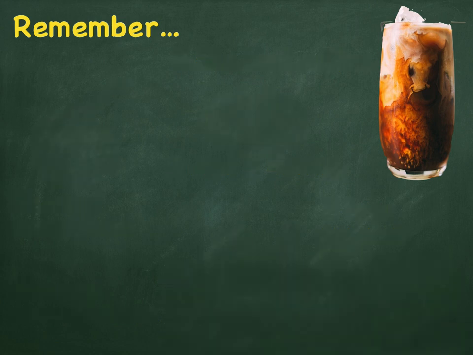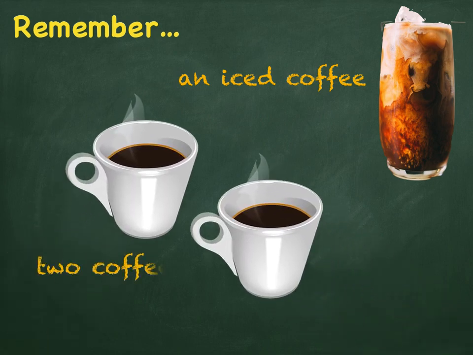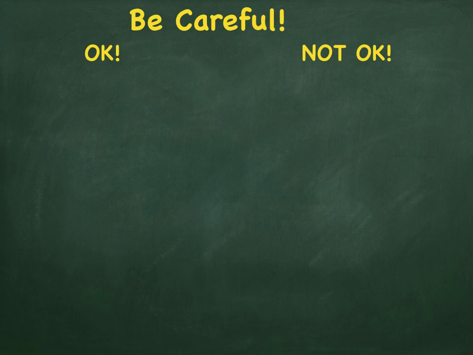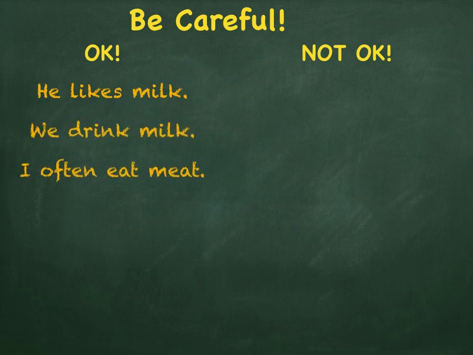One more point. In this case, I said that coffee is usually uncountable. But if you go to a coffee shop or restaurant, it's quite okay to say, please give me a coffee, or 2 coffees, please. And we will understand that this is about cups of coffee. Let's look at some more examples of countable and uncountable nouns.